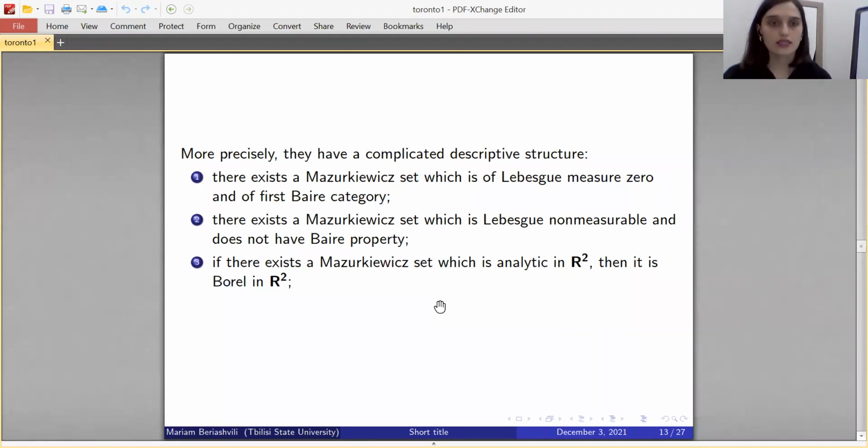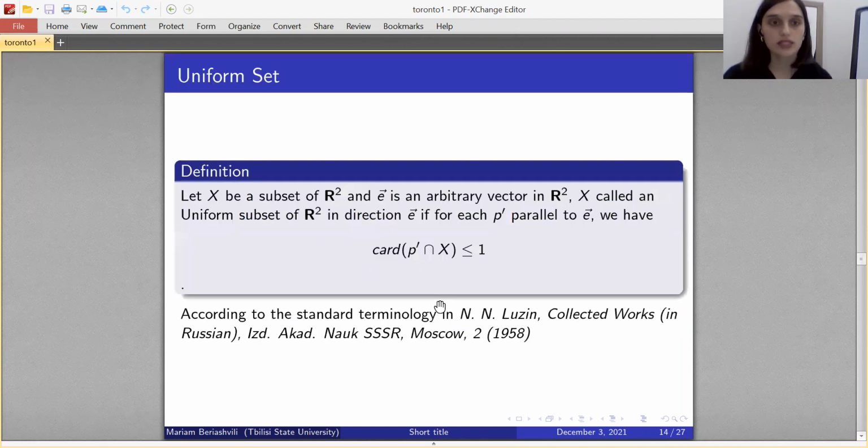Okay, it is what I wanted to say about the Mazurkiewicz set. The next class of sets, connected to the Mazurkiewicz sets, is uniform sets, and this definition of uniform sets comes from Luzin. It's the terminology of Luzin, which is in his collected works.